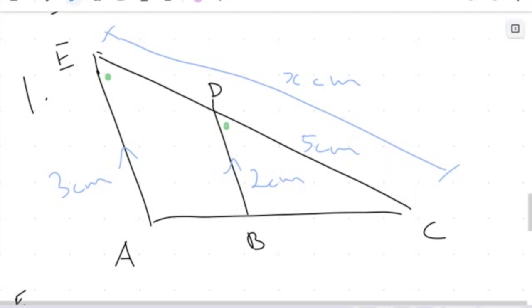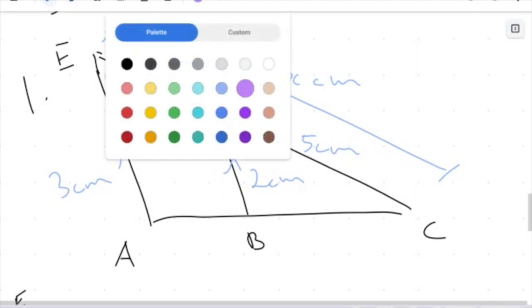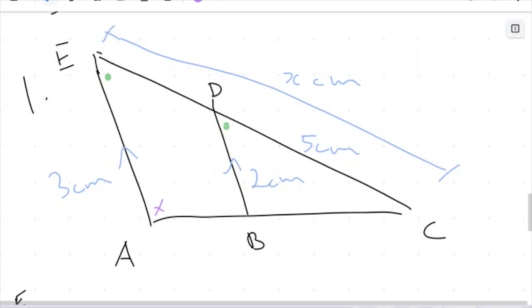But also, this angle here and this angle here are also equal because of that same reason. These are also corresponding angles.